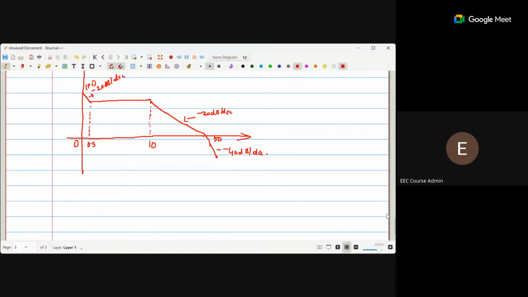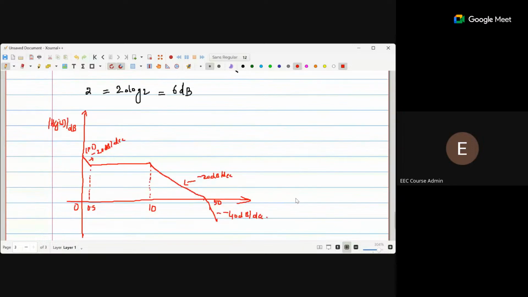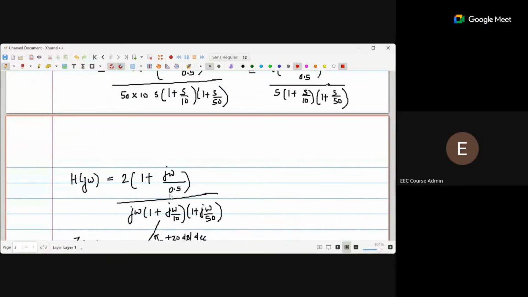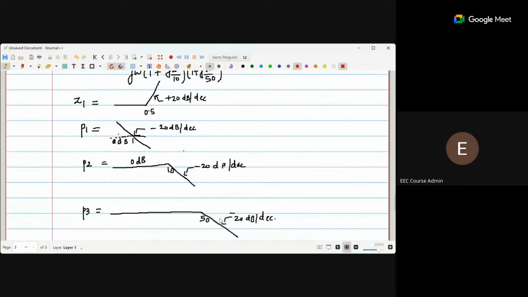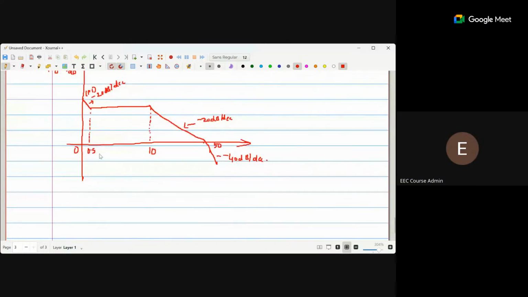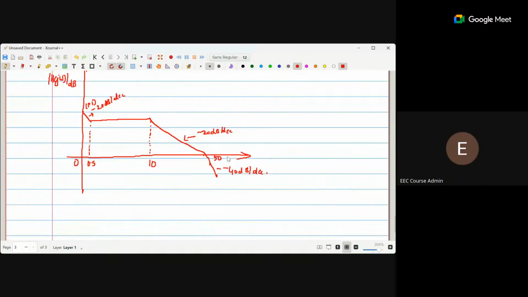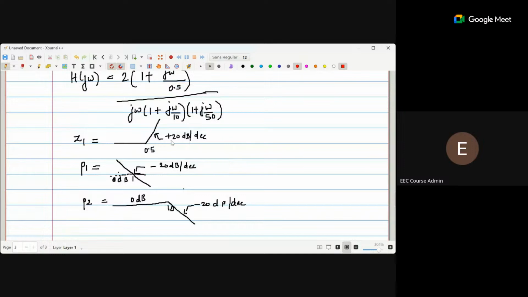Okay, so we see these free values from the transfer function: 0.5, then 0, 10, and 50. So that is drawn here: 0, 0.5, 10, and 50.